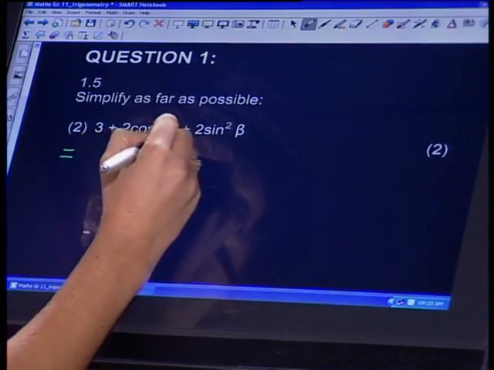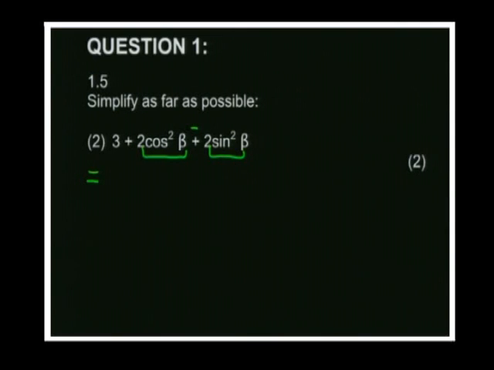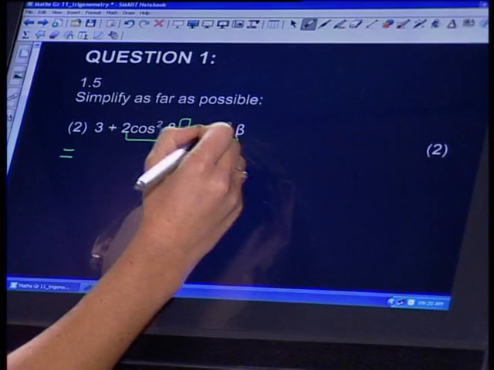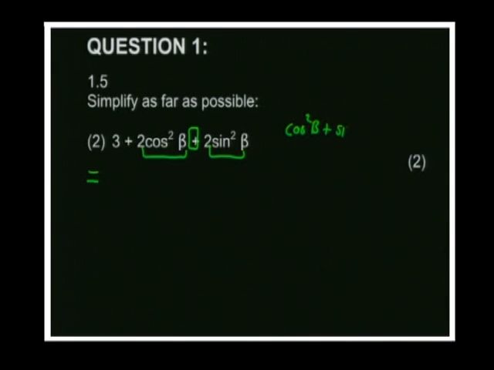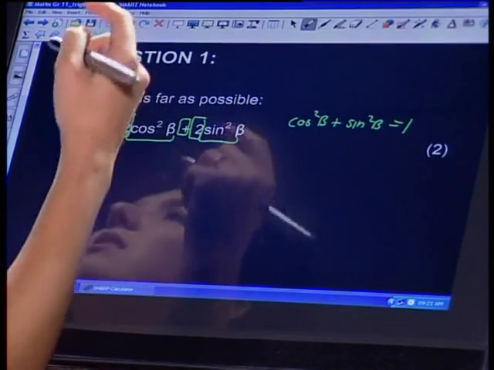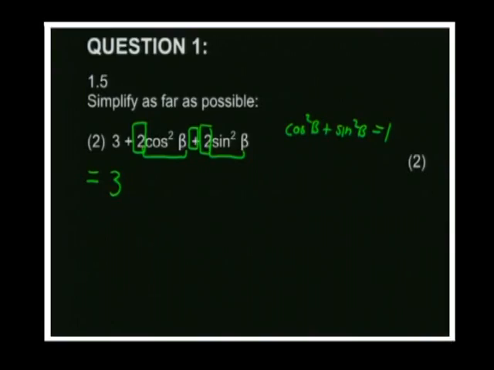Now that, for me, is a trigger. That gives me an idea. Cos squared b plus sine squared b. That reminds me of my identity, which is cos squared b plus sine squared b must give me 1. The only thing that bothers me here is that coefficient of 2 there at the front. But that's easy to get rid of. Since both of these terms have a coefficient of 2, we can just take that out as a highest common factor. So, we keep 3 there.